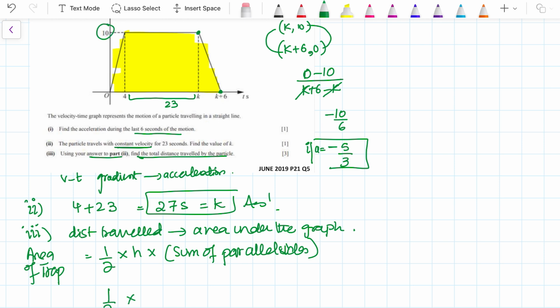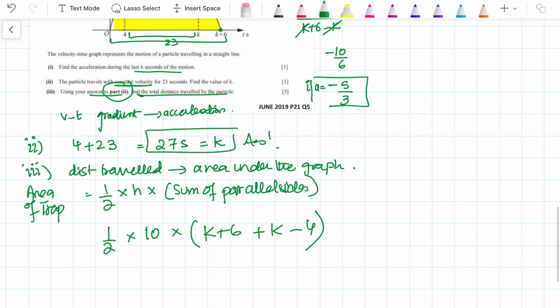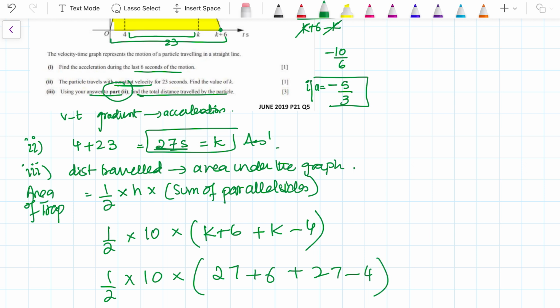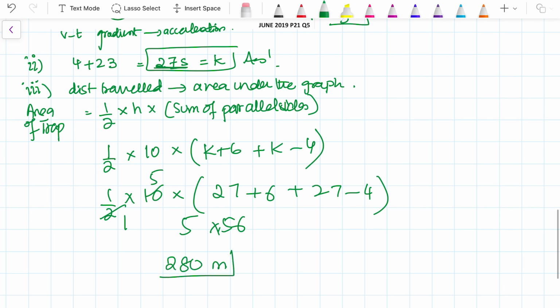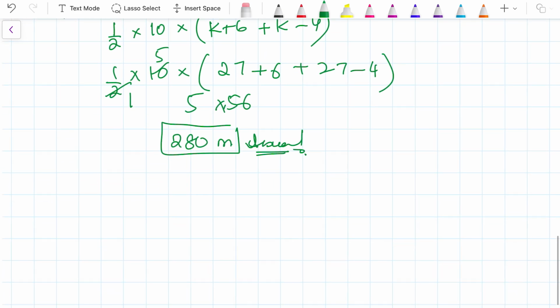Half into the height is 10, into one side is k plus 6 plus the other side is k minus 4. And they're asking us to use the answer of part 2, which says the value of k is 27. Plus 6 plus 27 minus 4 is 56. 2 times 1, 2 times 5 into 5 gives you 280. Alright, so this is my answer for the third part.